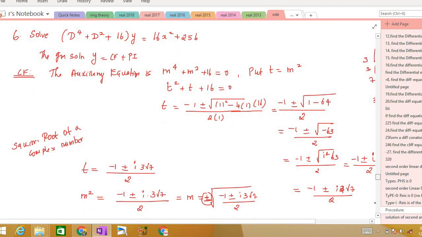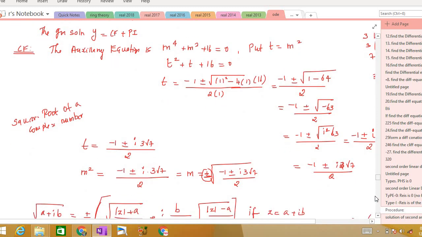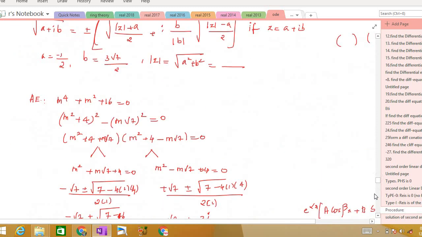So I tell you a shortcut for how to solve when we have D power 4 plus D square plus some constant term, right? I'll just show you how I solved it. So you can see I split this equation like this, and then we solved separate equations. Here we have 16, and the square root of 16 is 4. So we have (m square plus 4) whole square minus.